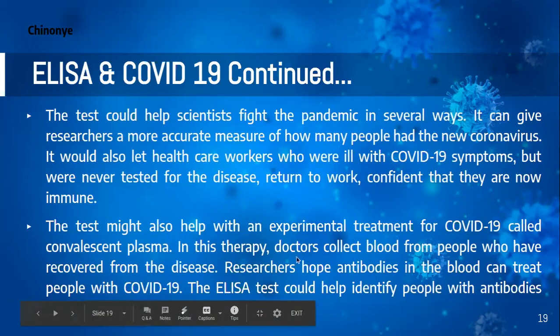In the therapy, doctors collect blood from people who have recovered from the disease, and researchers hope antibodies in the blood can treat people with COVID-19. The ELISA test could help identify people with antibodies.